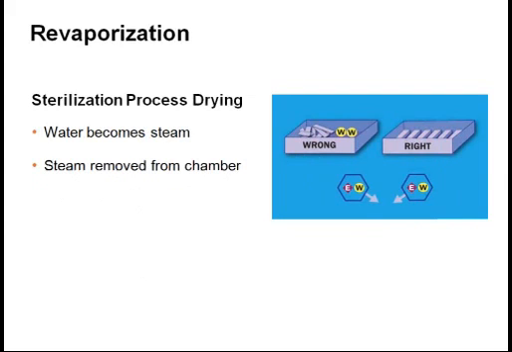This example represents the revaporization process. The water becomes steam, and the steam is then removed from the chamber. Note the water remaining in the tray on the left as labeled with the letters W.